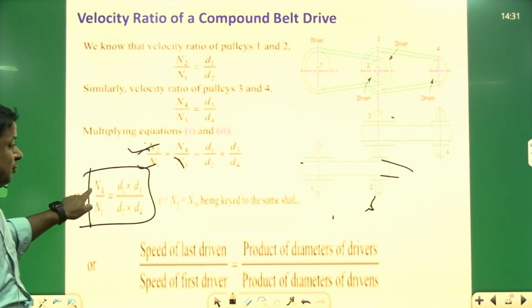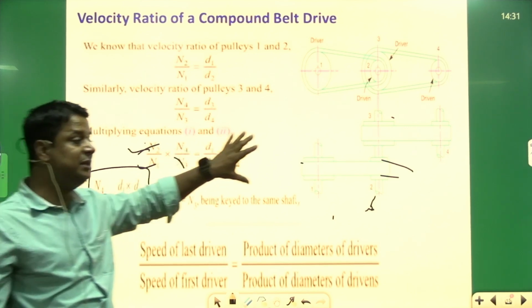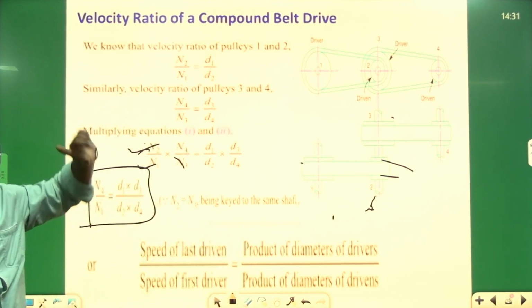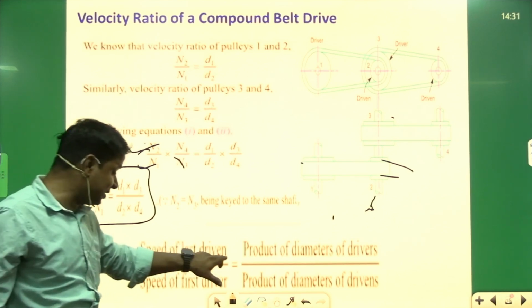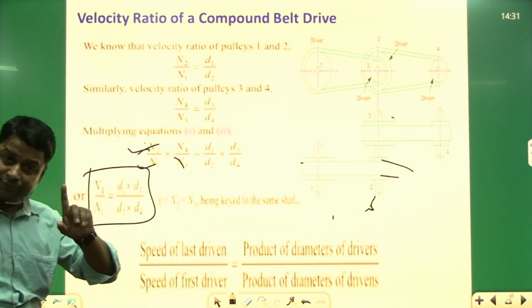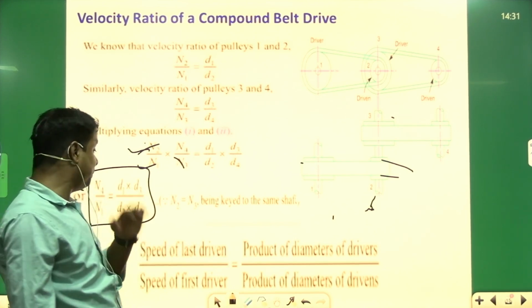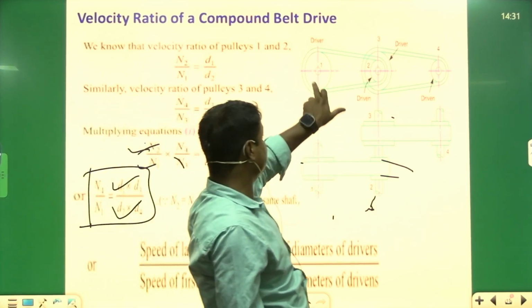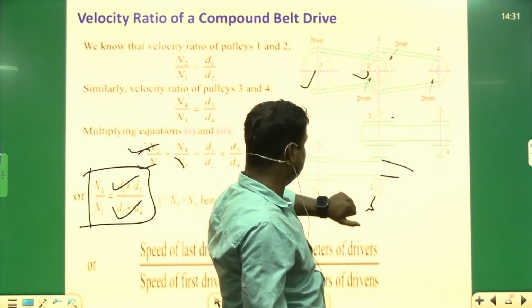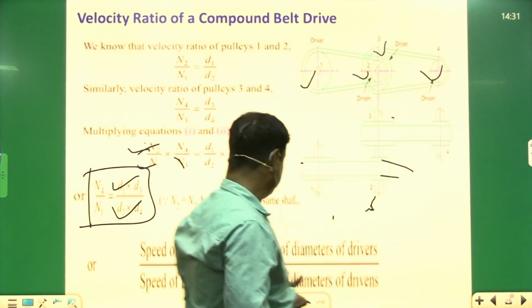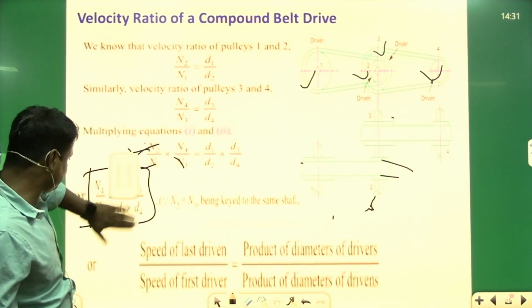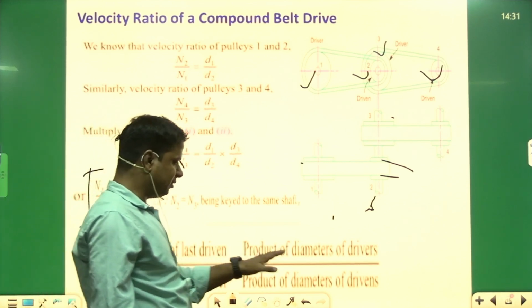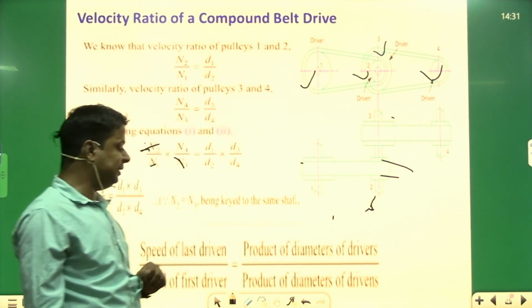Here, what is n4? n4 is the speed of the last driven, and n1 is the speed of the first driver. So the speed of the last driven upon the speed of the first driver equals the product of the diameters of the drivers upon the product of the diameters of the followers. Look here, d1 is driver, d2 is follower, d3 is driver, d4 is follower. So it is d1 into d3 upon d2 into d4.